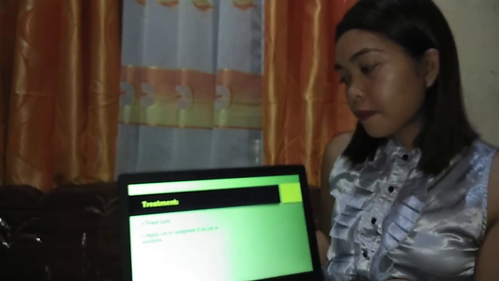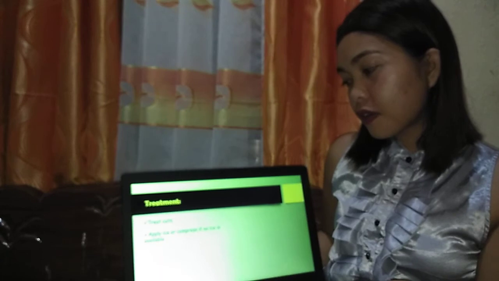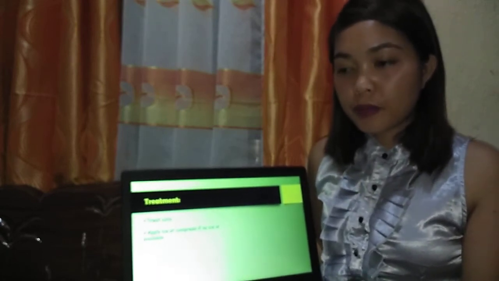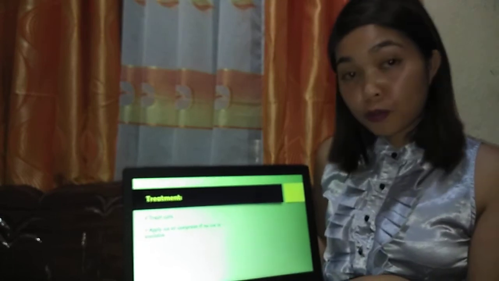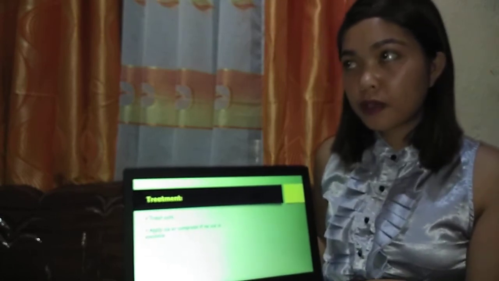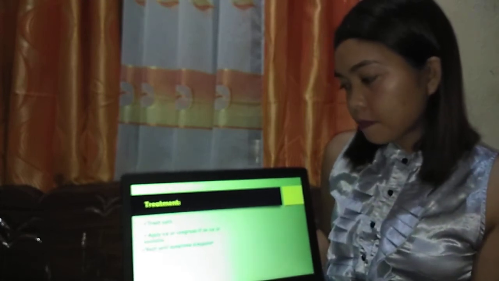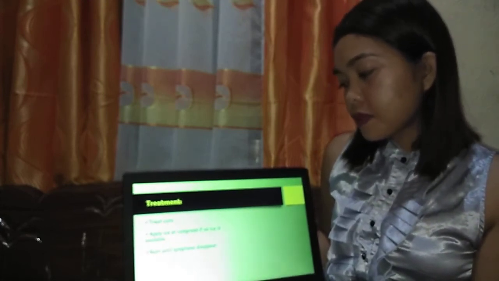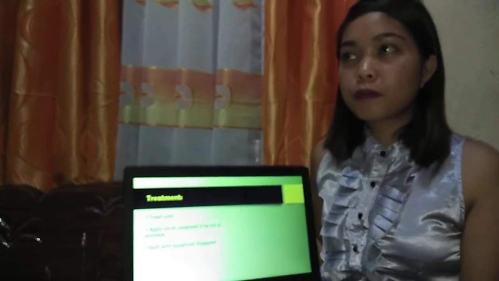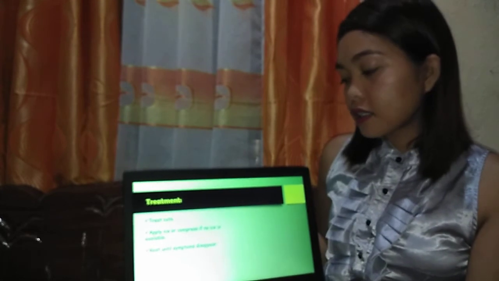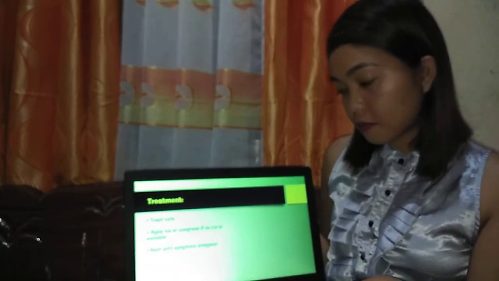Number 2, apply ice or compress if no ice is available. So, lalagyan natin ng ice or compress kapag walang ice yung part na nabagok, for example, is may bukol. Number 3, rest until symptoms disappear. So, papahingahin natin yung patient hanggang sa mawala na yung mga symptoms.